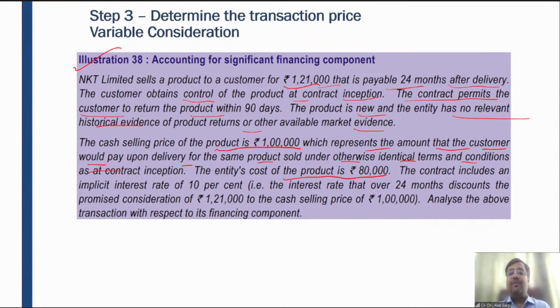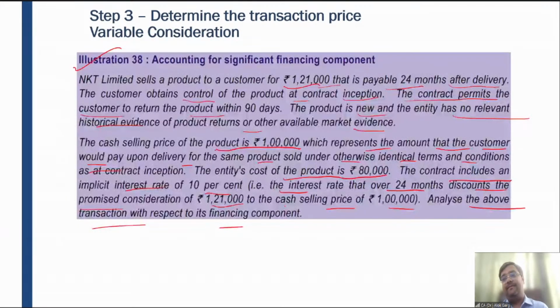The entity's cost of the product is 80,000 rupees. So 20,000 rupees is normal margin. The contract includes an implicit interest rate of 10%. The interest rate is also given in the question, right? Implicit interest rate of 10% means that is the interest rate that over 24 months discounts the promised consideration of 1,21,000 to the cash selling price of rupees 1 lakh. Okay. Analyze the above transaction with respect to its financing component.